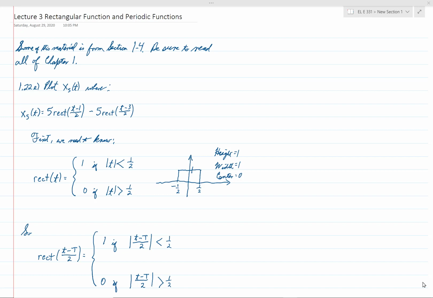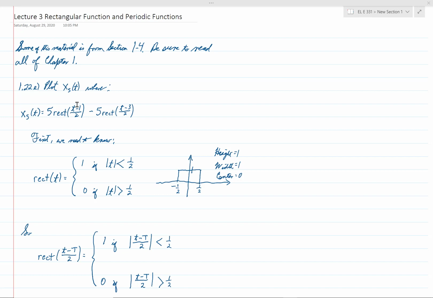In today's lecture, we will look at the rectangular function and also consider a little more about periodic functions. Some of the material that we'll be covering here is from section 1-4, and you should go ahead and read all of chapter 1. Okay, so what I'm going to do today is look at a few of the problems at the end of chapter 1 and help you understand how to do problems like those.